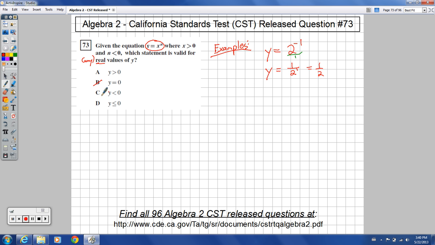Is it going to be less than 0, the y value? No, it's not less than 0. Less than or equal to 0? No. So we just did one example. We eliminated 3 of the 4 choices. That means the one we're left with has to be the correct choice.